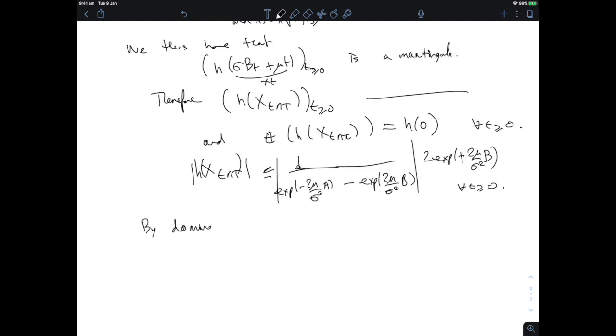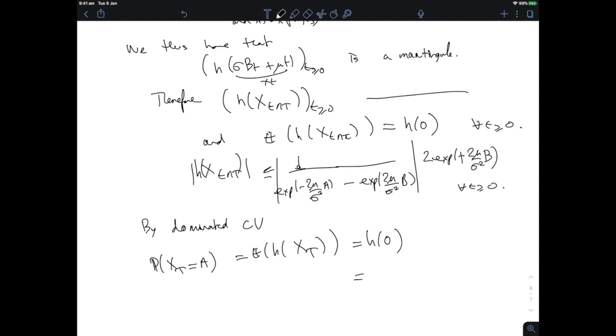So by dominated convergence, I get that the expectation of h of X tau is h of 0. And remember, we saw at the very beginning that, of course, this expectation is nothing but the probability that X of tau is a, because h of a is 1 and h of minus b is 0. And now what is h of 0?